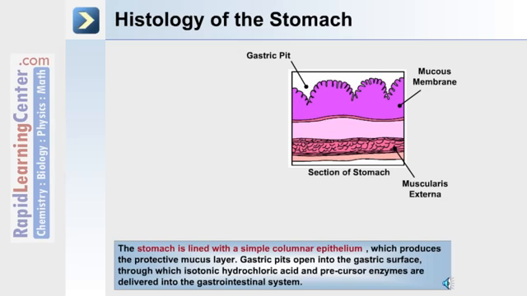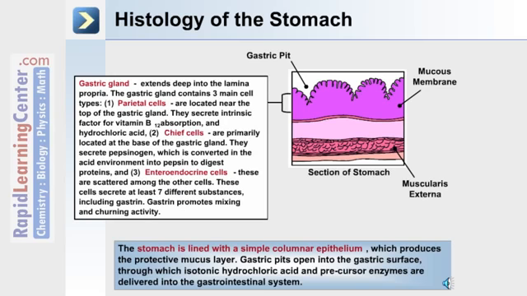The stomach is lined with simple columnar epithelium, and this produces the protective mucus layer that exists in the stomach. Gastric pits open into the gastric surface, through which isotonic hydrochloric acid and precursor enzymes are delivered. The gastric gland extends deep into the lamina propria. The gastric gland contains three main cell types: parietal cells, chief cells, and enteroendocrine cells.